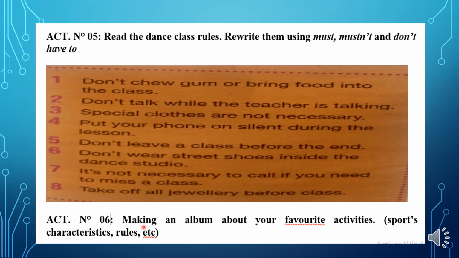What are you going to do in this part? You're going to make an album about your favorite activities. What information do you have to consider here? Sports, in this case, sports characteristics, some rules, how to play it, how can you win this game or sport or activity. It depends on you.